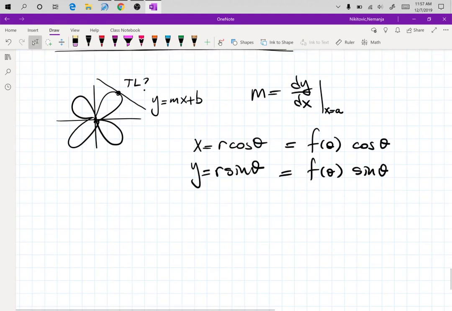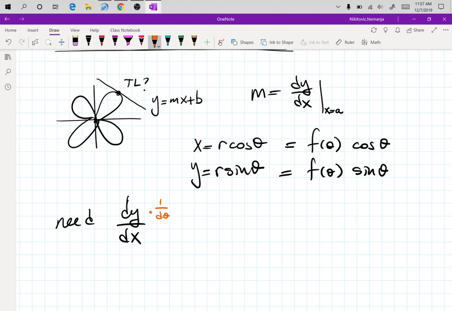All right, so what is the trick? I need dy/dx. And here is the $1 million trick: times 1 over d theta, times 1 over d theta, because they actually cancel out, right? So you get dy/d theta divided by dx/d theta.